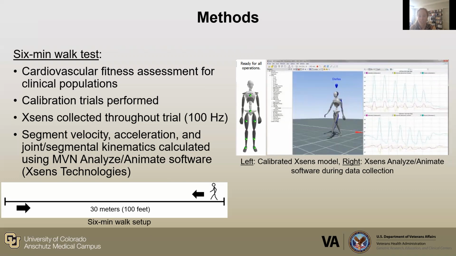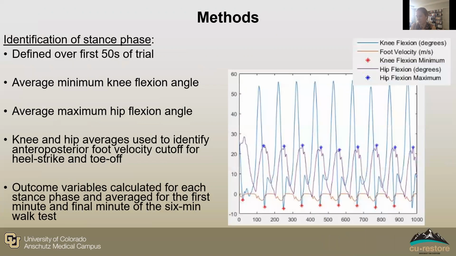Immediately following data collection, segment velocity, segment acceleration, and joint and segmental kinematics were calculated using MVN Analyze Animate software, which is XSENS proprietary software. One novel aspect of this study was our identification of stance phases throughout the 6-minute walk test.